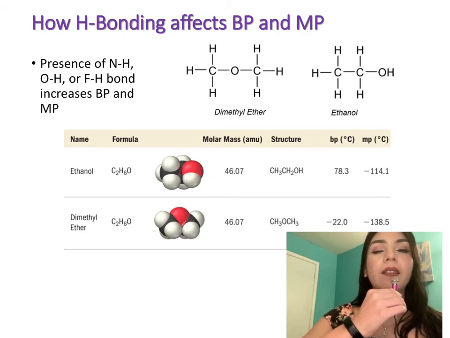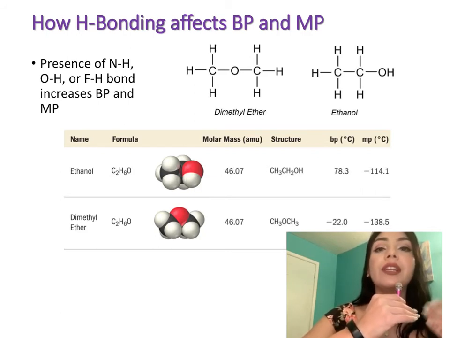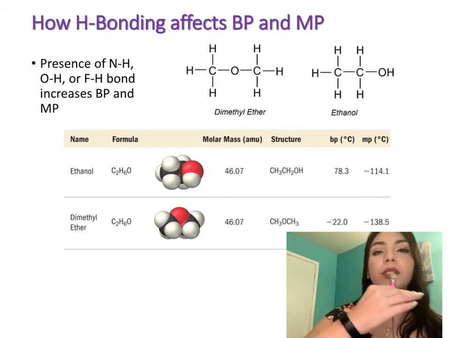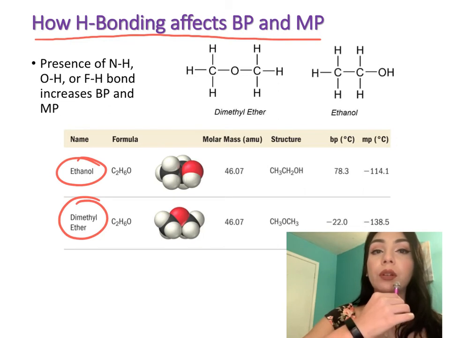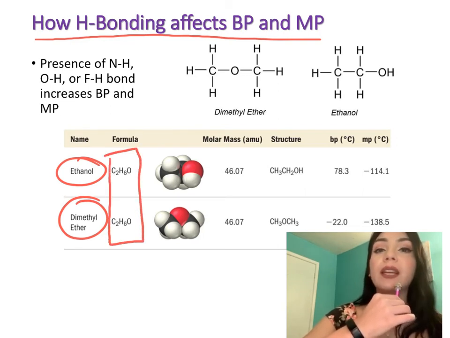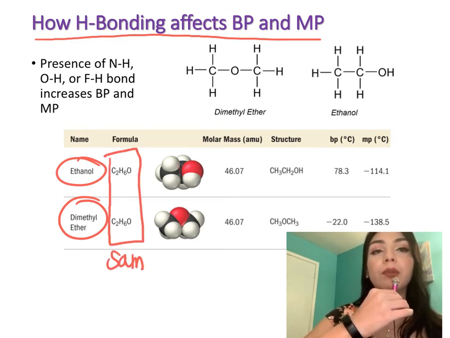So I stated that hydrogen bonding increases boiling point and melting point. Now I just want to show you an example. Here we have ethanol and dimethyl ether. If you look at the formula for these two molecules, they have the exact same formula. So what's different between them? The way that they're bonded. They are called isomers, structural isomers.